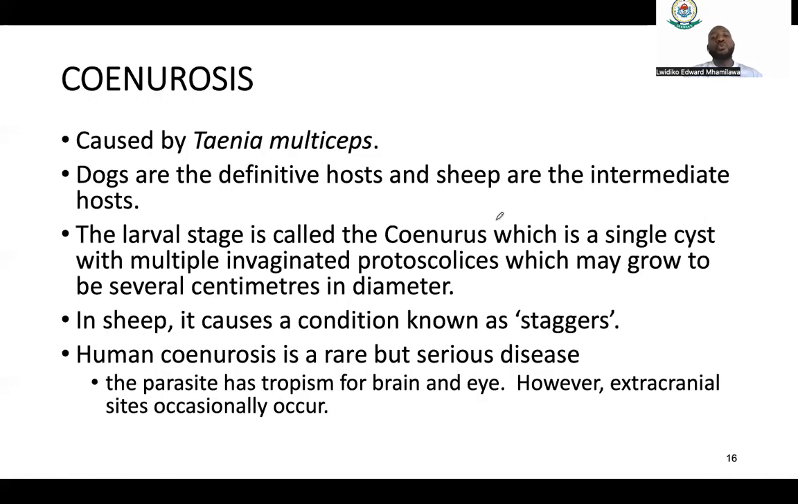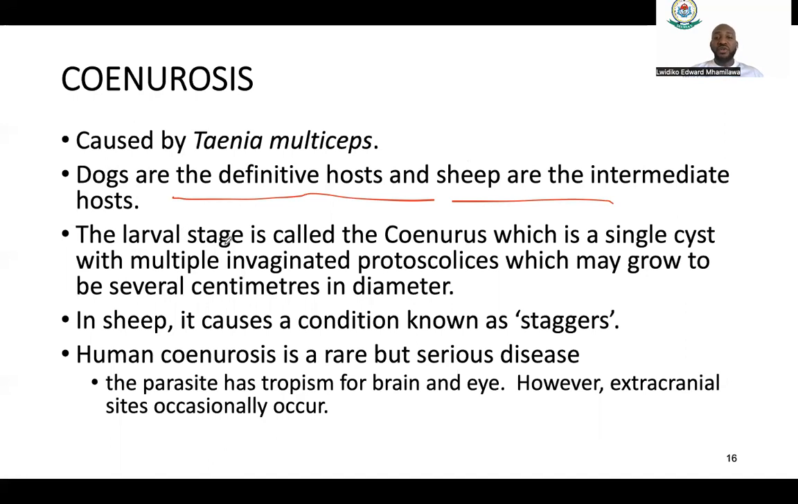Then the next topic we will talk about is coenurosis. Coenurosis is caused by Taenia multiceps. Remember the difference between Spirometra and this, which is Taenia multiceps. The dogs are the definitive host and the sheep are the intermediate host. Right now, this is where we don't involve the water, cyclops. This is mainly dogs and sheep. Sheep is the intermediate host of coenurosis.